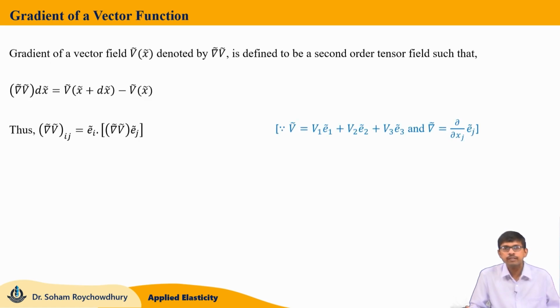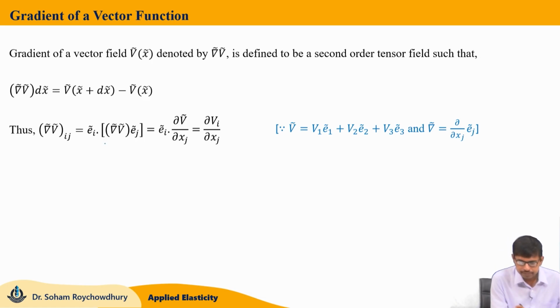Now, V vector is nothing but V1 e1 plus V2 e2 plus V3 e3. V1, V2, V3 are the components of V vector along e1, e2, e3 base vectors or unit vectors, and the grad operator is defined as del del xj of ej. So, using this definition, this particular expression within the bracket can be written as del V del xj, and in total this is ei dot del V del xj.